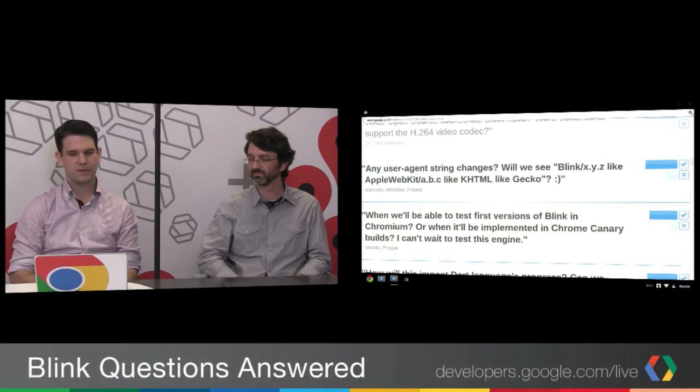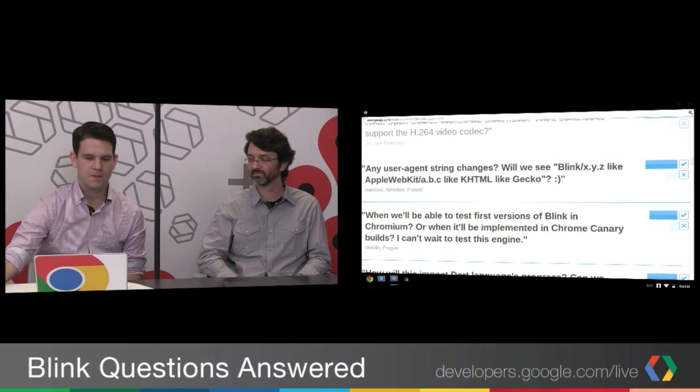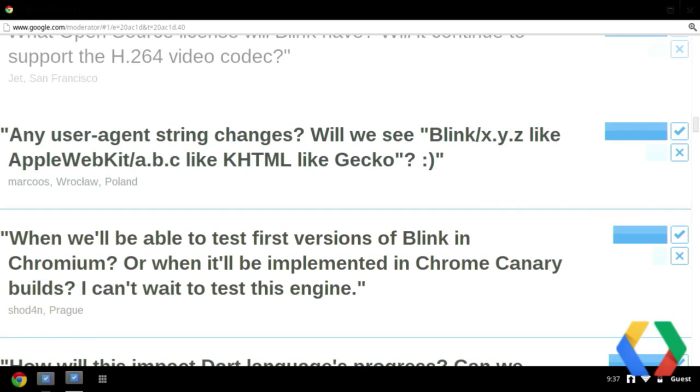Okay. We saw a lot of questions about this. People are curious about the user agent string. So will we see a Blink keyword in the user agent string, like KHTML, like Gecko? We have no plans to change the user agent string. And going forward, in fact, there's a version number after AppleWebKit and Safari that at this point we have no plans to change. What will change going forward is just the number after Chrome.